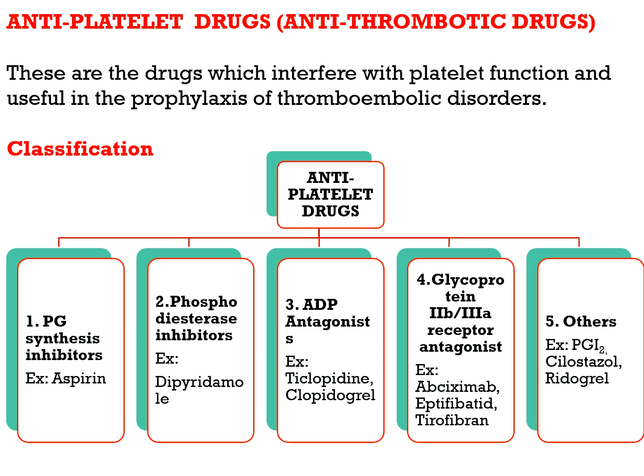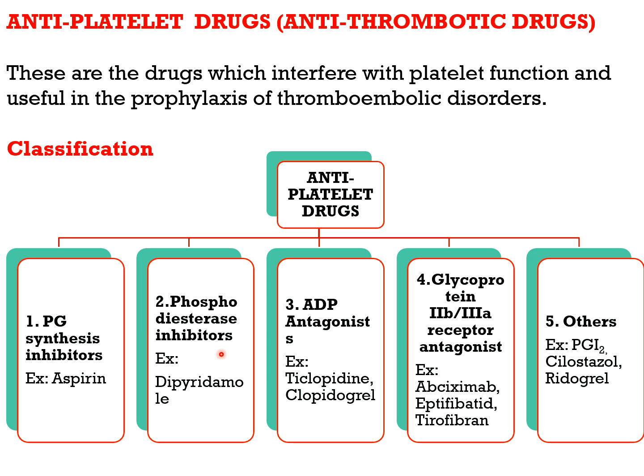The very first one is prostaglandin synthesis inhibitors. These are the drugs which inhibit the prostaglandins, like thromboxane A2, usually involved in the activation of platelets. So by inhibiting the production of thromboxane A2, we can reduce the platelet action. Example, aspirin.